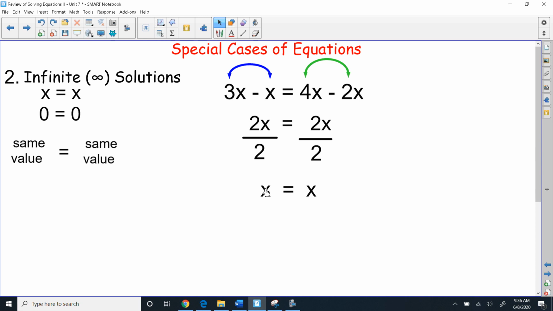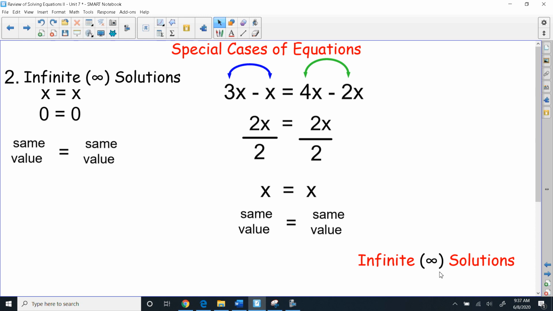So what value can I replace x with? I can replace it with any value that I want, because the same value on the left side for x will be the same value on the right side for x. So it has an infinite amount of solutions. And that's what we mean by infinite solutions. Okay? All right, let's move on.